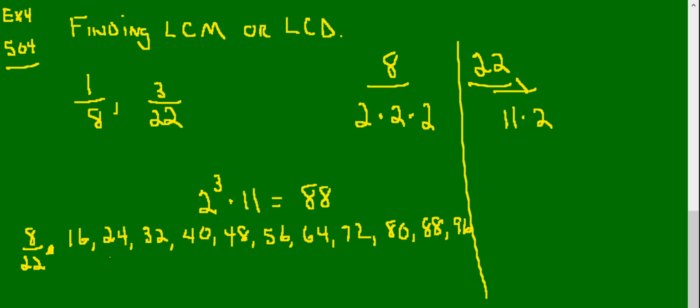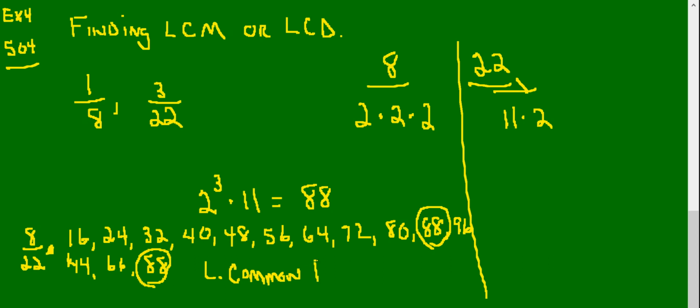Now, when I skip count by 22s, that's going to be 44, 66, and 88. And I stop there because I recognize, oh, I've got an 88 here and an 88 here. So this is the least common multiple or denominator. Least common, the smallest number that the 8 and the 22 divide into. All right, let's see what else we've got here.